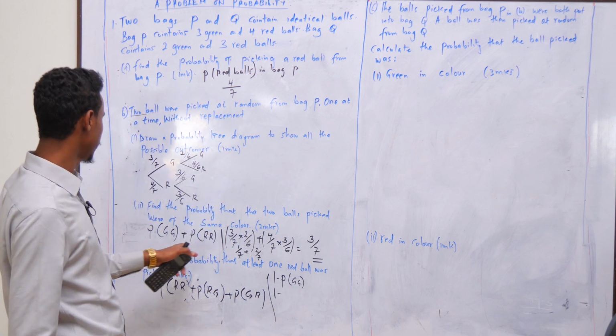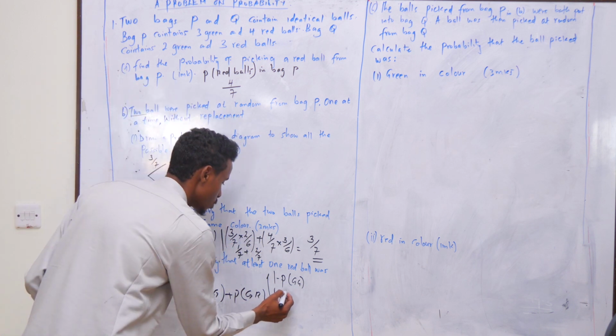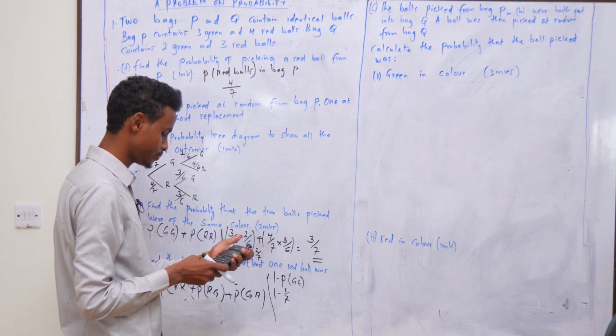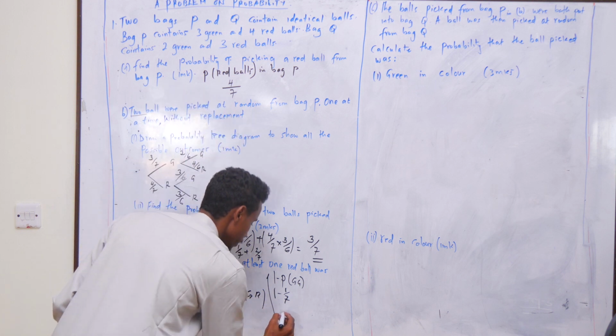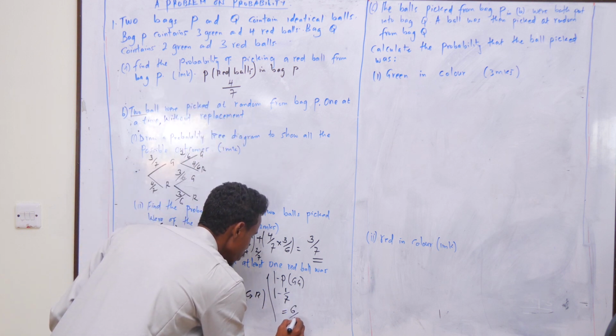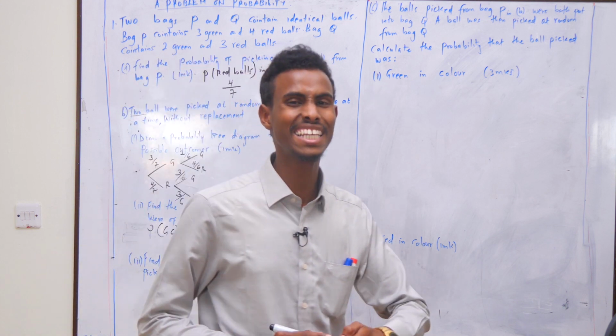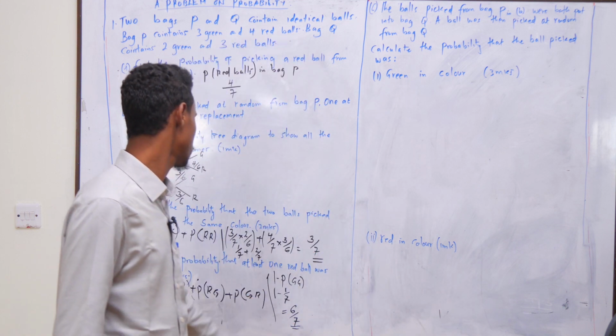probability green was 1 over 7. It will be 1 minus 1 out of 7, which is 6 over 7. The probability of picking a red, at least one red ball, is 6 over 7.